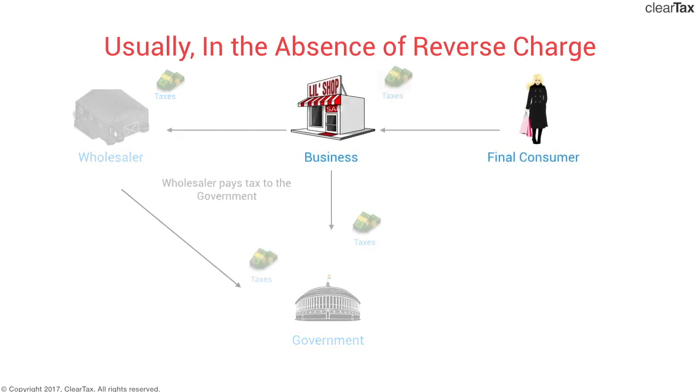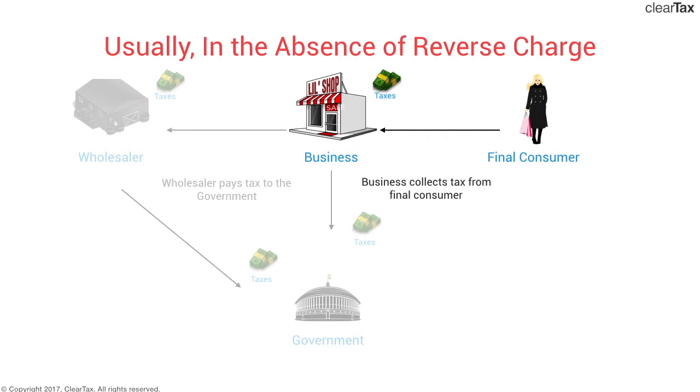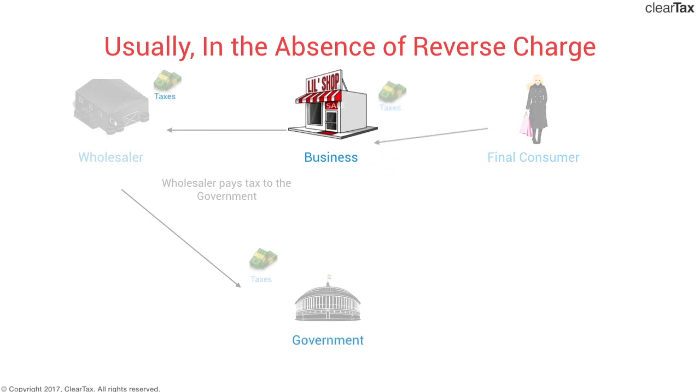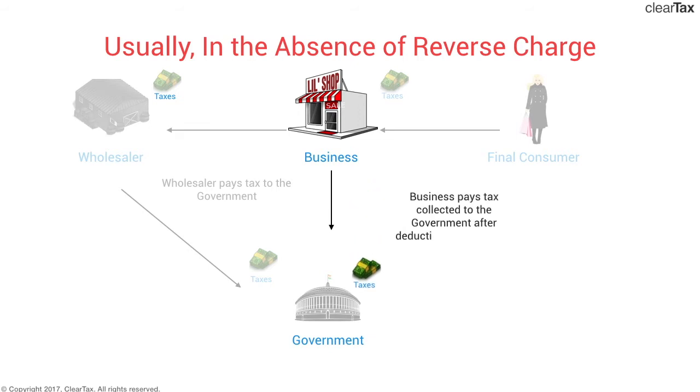The next step is between the business and its final consumer. Of course, there's a sale of goods. The business would sell goods to the final consumer. In return for this sale, the business will collect tax along with the price of the product from the customer. Now, it's the business's responsibility to pay this output tax, the tax collected from customers, to the government.